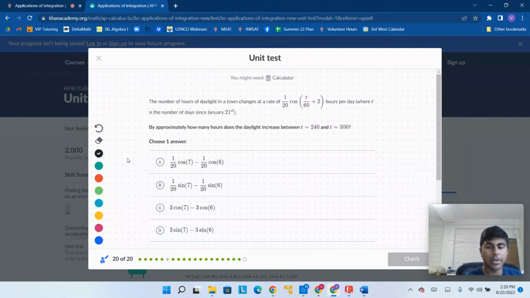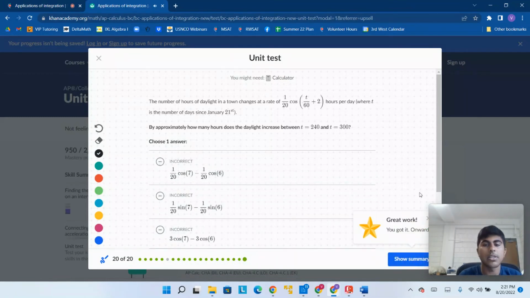Okay, now what am I going to do with that then? Well, 3 times sine t over 60 plus 2. Then I plug in my 300, I plug in 240, and I get 3 sine 7 minus 3 sine 6. And our answer is going to be choice D.